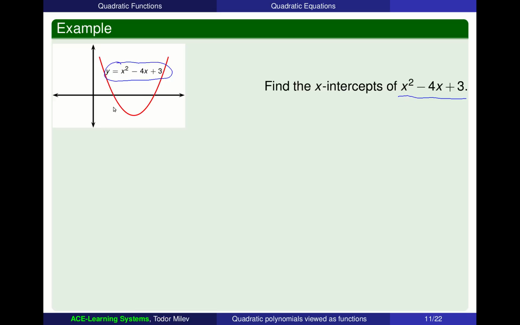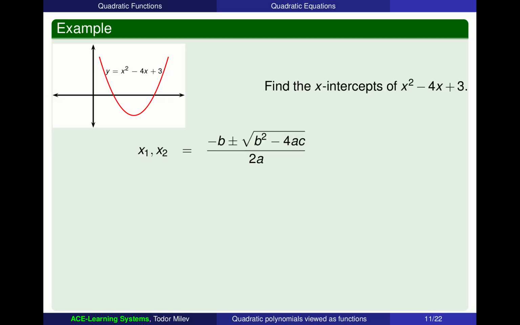We can plot that parabola. That's already done for us. We could plot it with our graphing device. Here's the plot. And we're asked to find the x-intercepts. So what are x-intercepts? Well, the positions where the graph of our function intersects the x-axis.